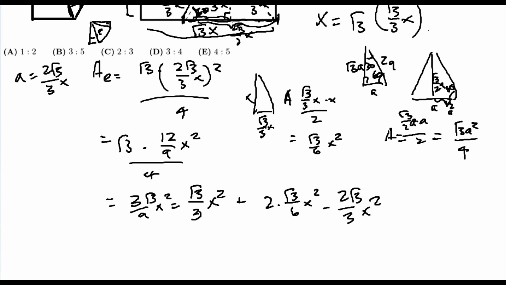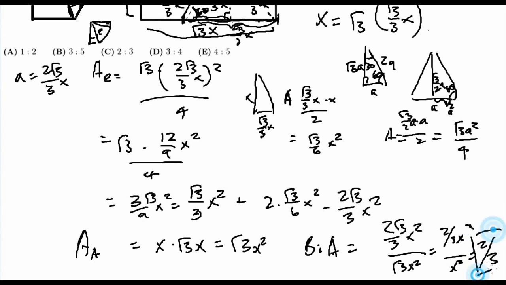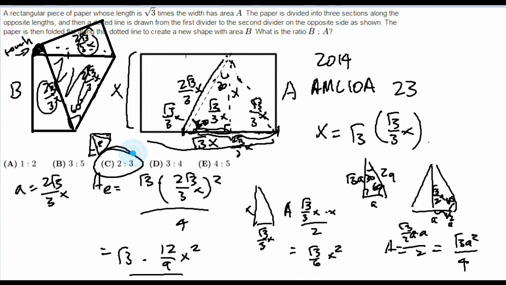So that's B. What about A? Well, that's just x times square root of 3x. Width times height. Or width times length. Which is just square root of 3 x squared. So, ratio of B to A, which is just 2 square root 3 over 3x squared divided by square root of 3x squared is equal to 2/3 x squared divided by x squared, which is 2/3. So if it's 2/3, that would be C.